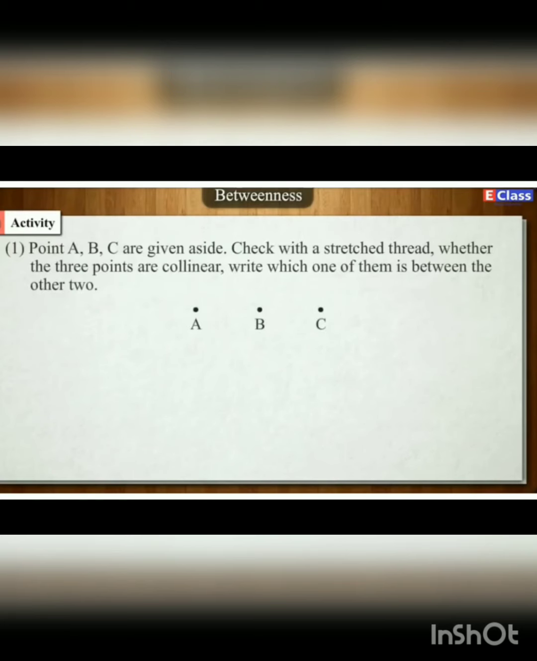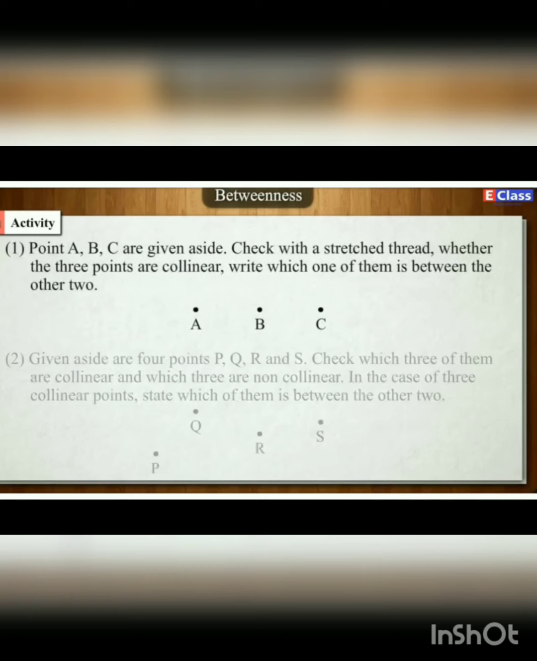Activity 1. Points A, B, C are given aside. Check with a stretched thread whether the 3 points are collinear. Write which of them is between the other two. 2. Given aside are 4 points P, Q, R and S. Check which 3 of them are collinear and which 3 are non-collinear. In case of 3 collinear points, state which of them is between the other two.